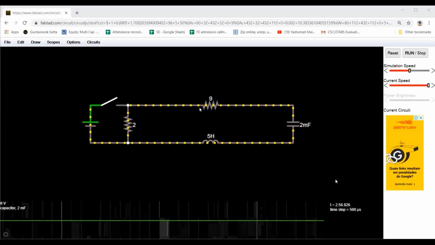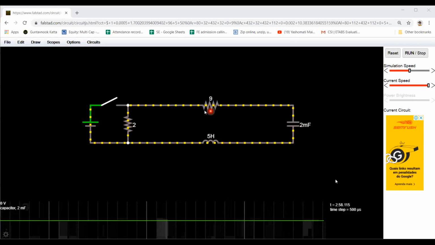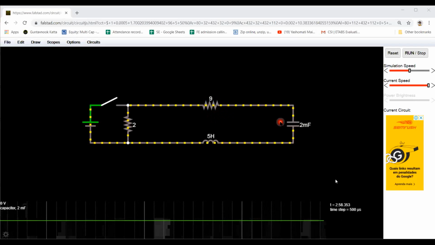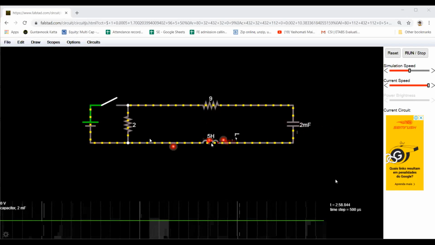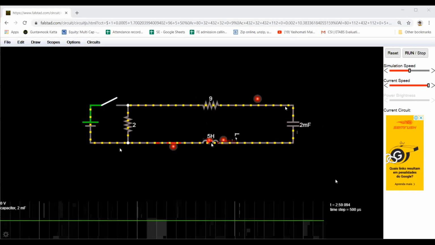So this is the RLC circuit. This is the value of R. I'll take this spotlight. Okay. This is the value of R, 9 ohm, this C, 2 millifarad, and this L, 5 Henry. This is the RLC circuit.